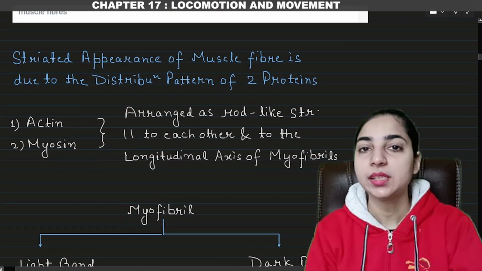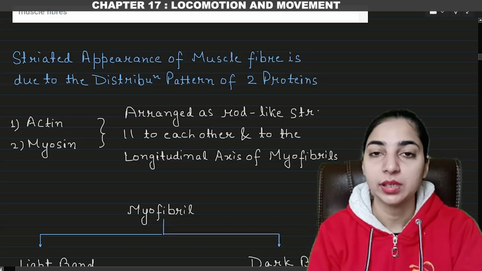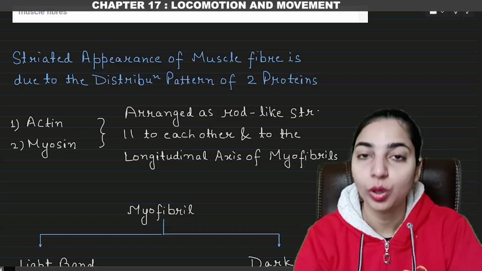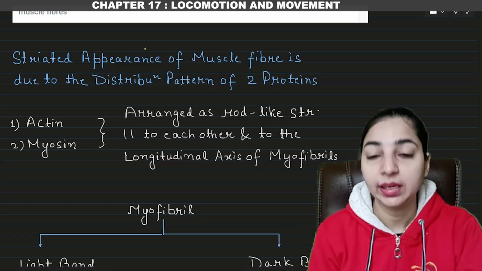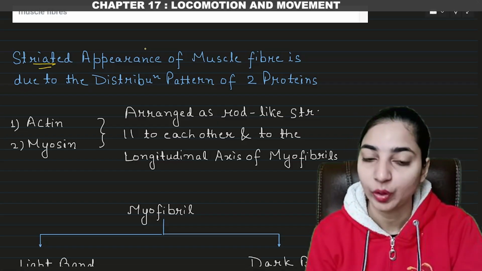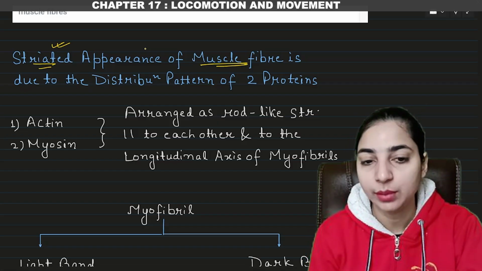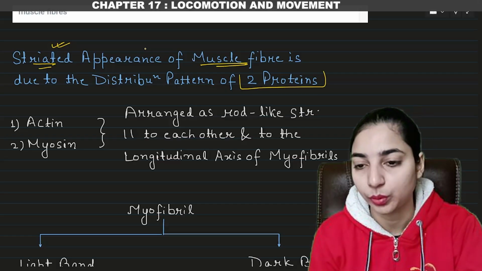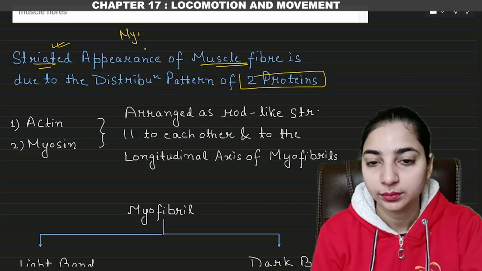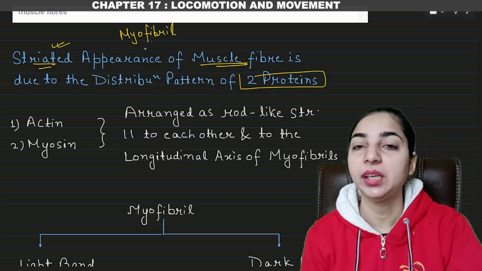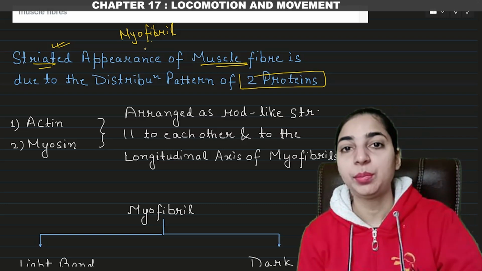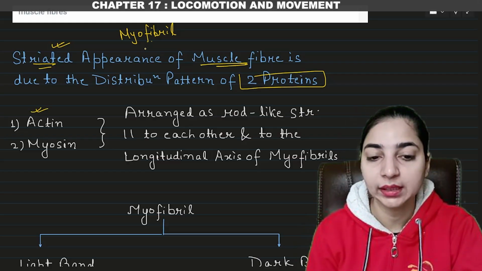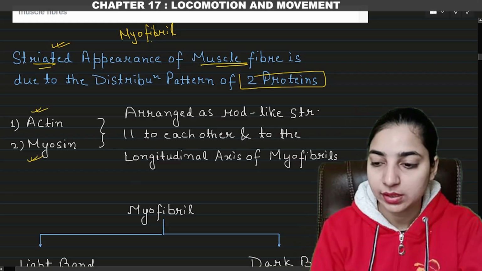Now we have seen that in the sarcoplasm, that is the cytoplasm of the muscle fiber, a large number of thin filaments called myofibrils are present. These myofibrils give the striated appearance to the muscle fiber, due to the distribution pattern of two proteins. One is actin and the other is myosin. So let's discuss these proteins.